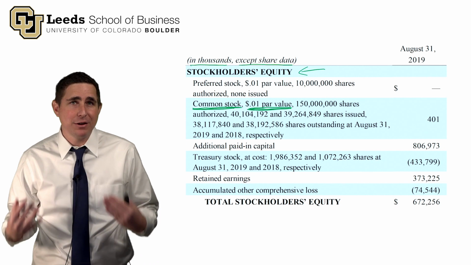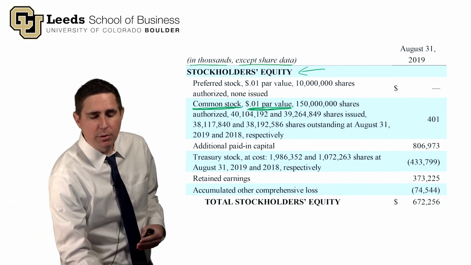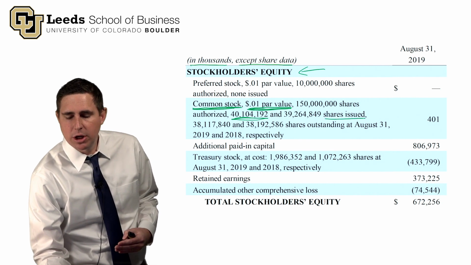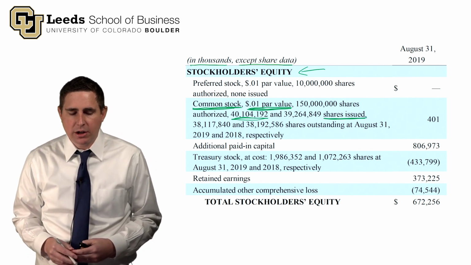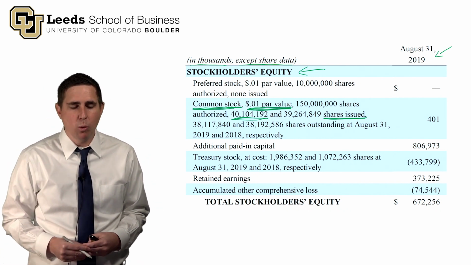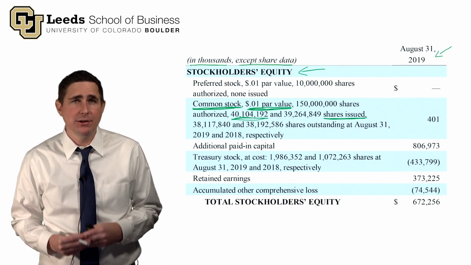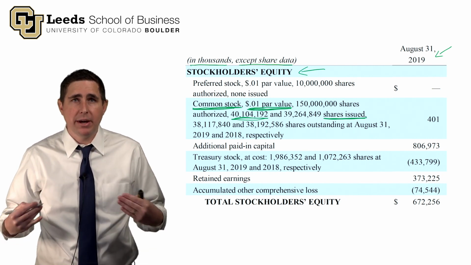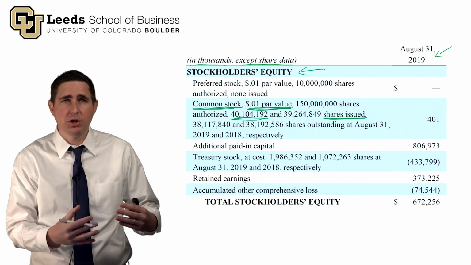And just in terms of calculation, let me show you this number here. This is a share number, okay? This is how many shares are issued. As of August 31st, 2019, FactSet has 40,104,192 shares that have been issued throughout the history of FactSet, okay? So that's how many shares are issued.